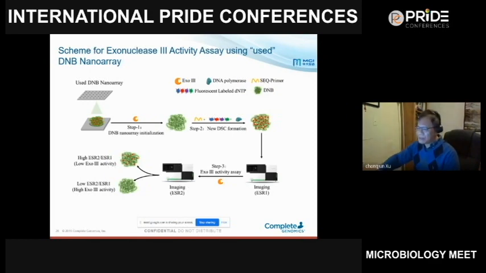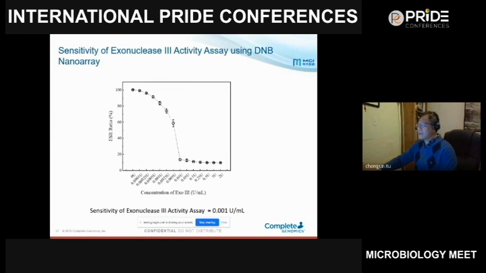Then we tested sensitivity using a dose response curve. We tested different amounts of exo. The y-axis is the ESR ratio, ESR2 divided by ESR1, and we found that this activity assay is sensitive down to 0.001 units per mL. This is a dose response curve.